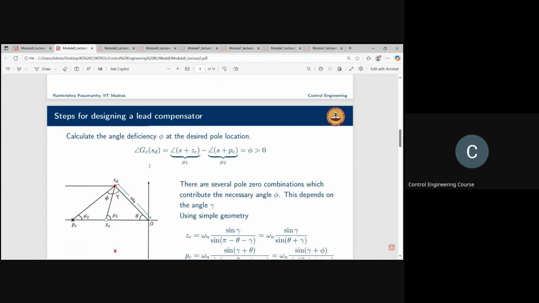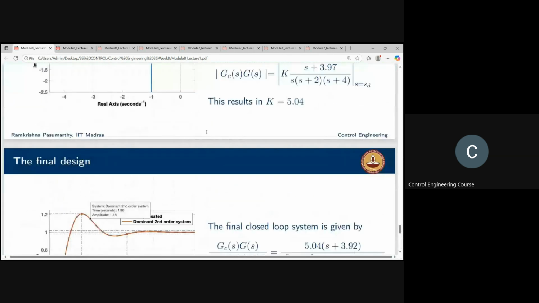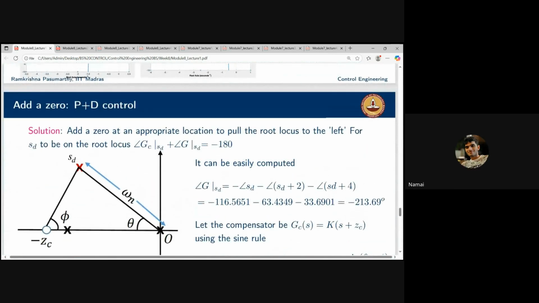So I'm just using neutral terminology, explaining it to you. You saw this condition, right? Now let's say the angle of G at the pole location that you desire is already minus 180. That means the root locus already passes through this point even without any GC. So you just find the K value and put that K value. That's it. No need for a lead controller or compensator at all, not even a PD controller or lead compensator.